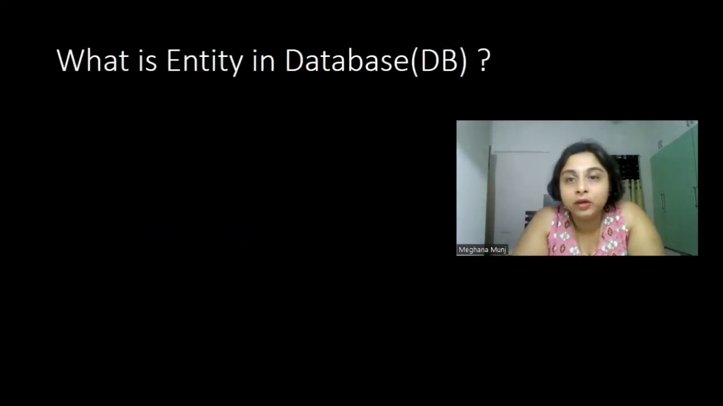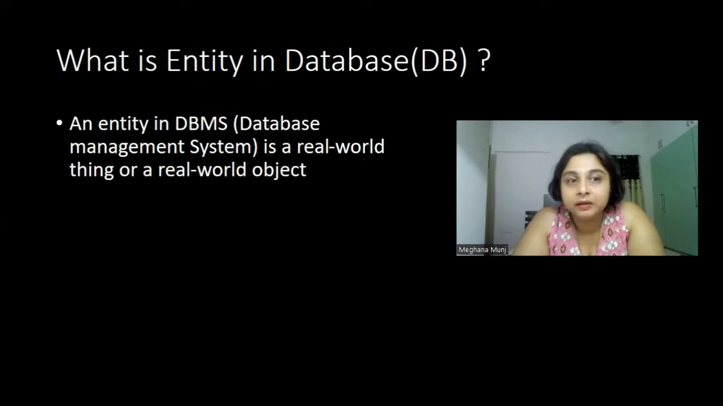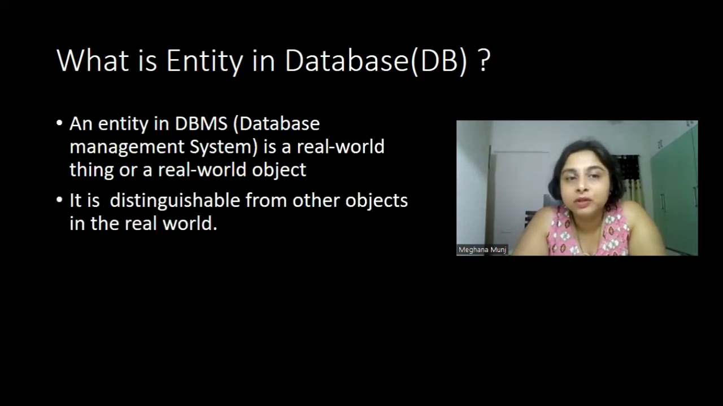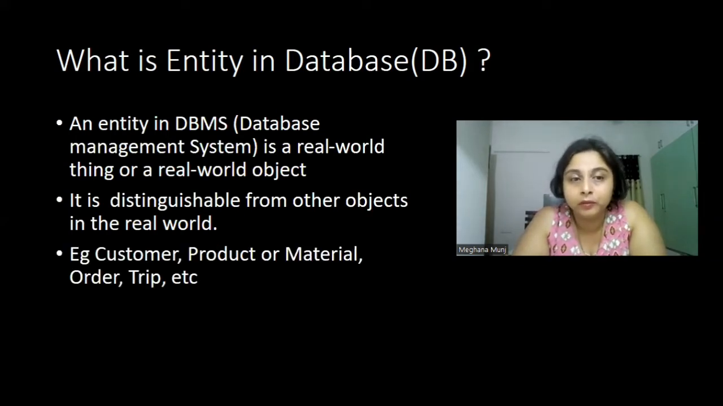Now, first of all, we need to understand what is an entity in a database system. An entity in a DBMS is a real world thing or a real world object. Even in object oriented programming, we said that an object is something which you can see, feel, or think of. Same is the case with an entity in a database system. It is distinguished from other objects in the real world. Examples of entity are customer, product, material, orders, trips in case of your cab apps which you use, and so on.